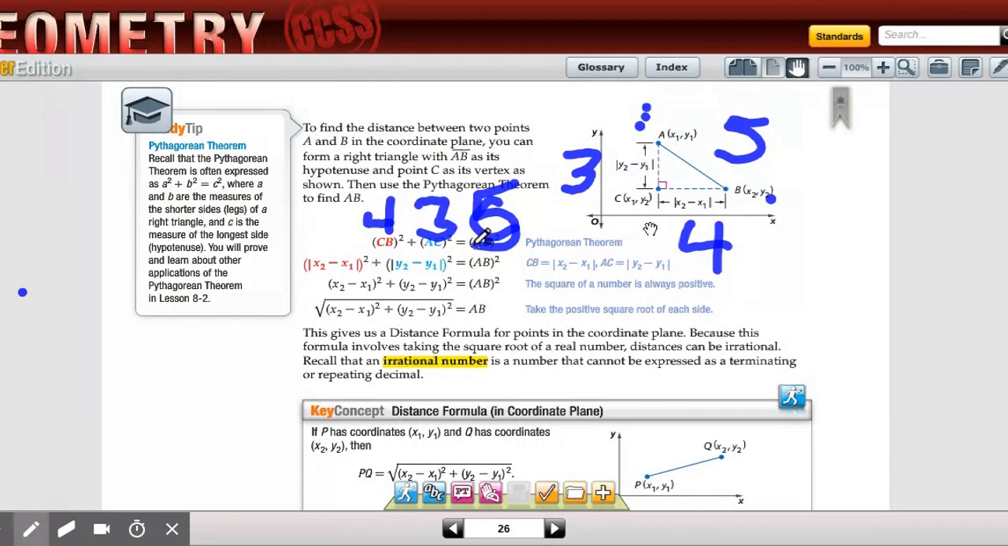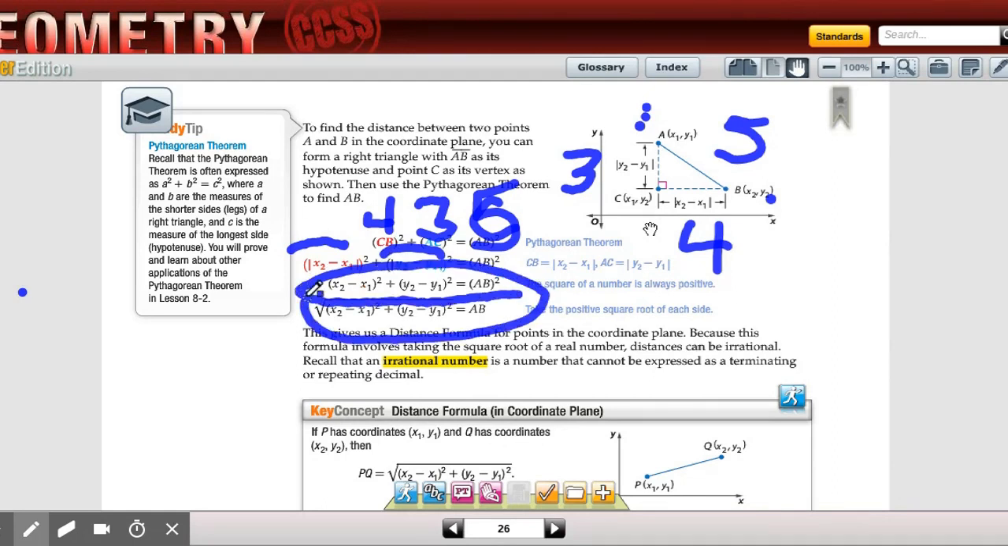And that's what they're showing here, is that you subtract the x from the other x and the y from the other y, and then take the absolute value, which you don't really need to take the absolute value because you're going to square it anyway. And then add it together. You have to take the square root of both sides, and that's how you get the distance.